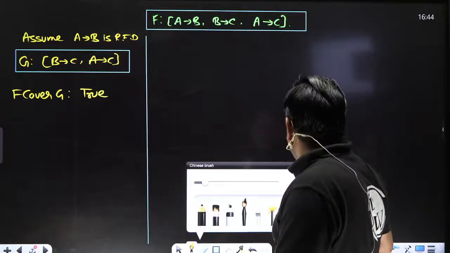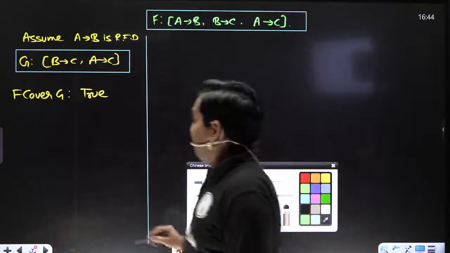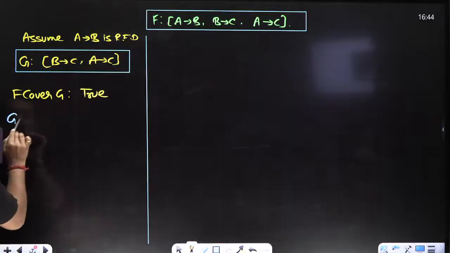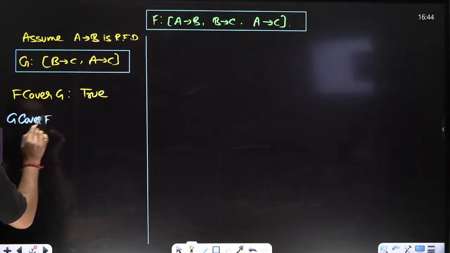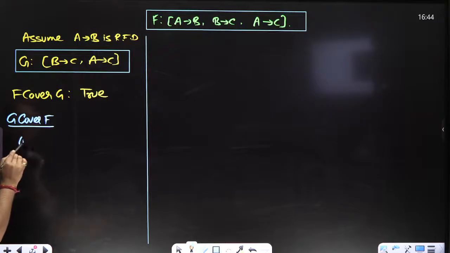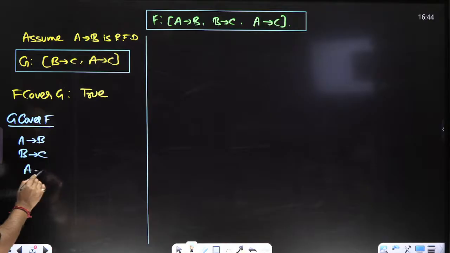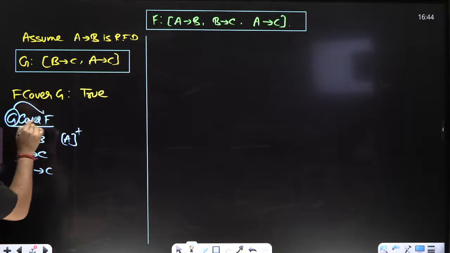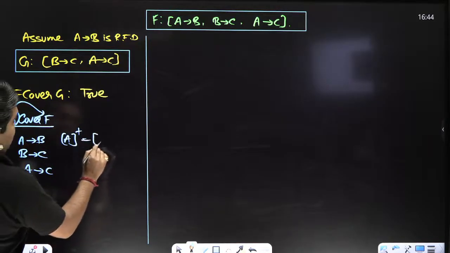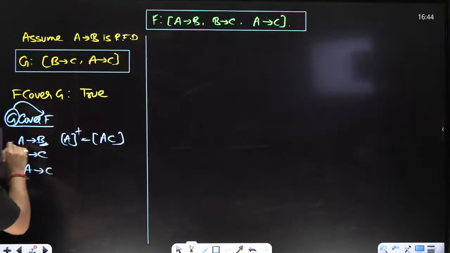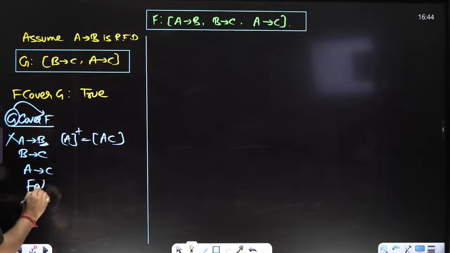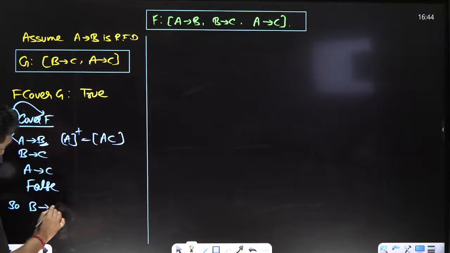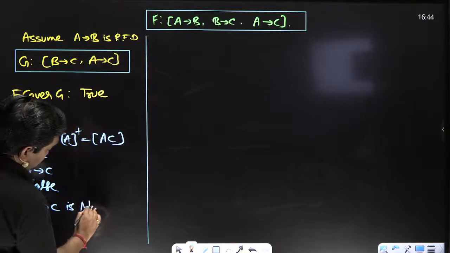Now check for G covers F. What do we do? Write down the FDs: A to B, B to C, and A to C. And take the closure in G. When you take the closure in G, we are getting AC. We are not getting false. So you can declare B tends to C is not a redundant FD.